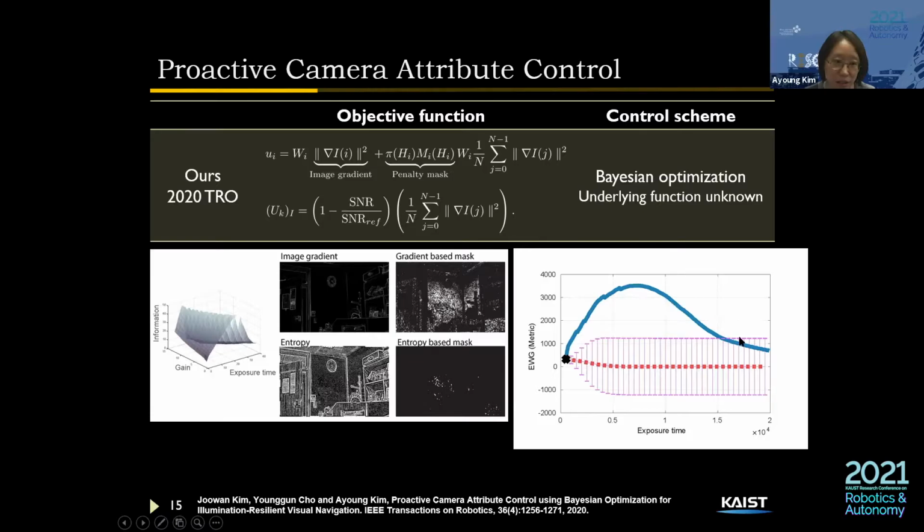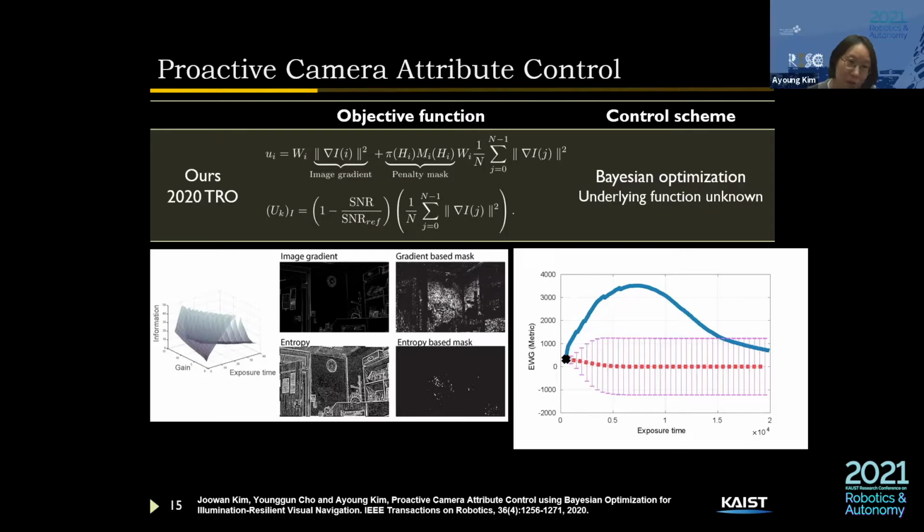The problem of finding the optimal solution for this is that we know the rough function shape, but we don't know the exact function shape. And each one of these function evaluations corresponds to an actual frame grab. So if you want to apply a large exposure time, you need to expose for a long time, then take an image. It is very expensive. This function evaluation itself is very expensive. And what we want is minimal function evaluations to find a good solution, and good for that is Bayesian optimization.